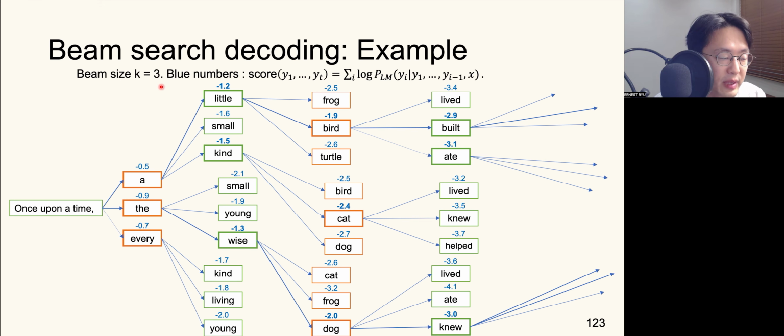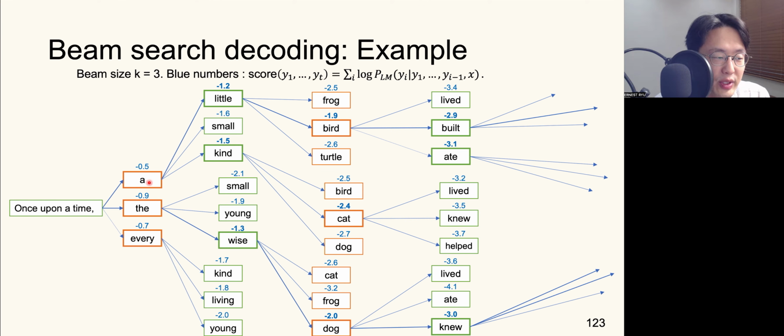Here we have a beam size of k equals 3, and the blue numbers refer to the score so far. The score so far is the sum of the log probabilities, which we want to make as large as possible, as less negative as possible, because all these probabilities are numbers strictly less than 1, so the log probability is always negative. So the sum is going to be negative, but we want the sum to be less negative. We start with the phrase "once upon a time". And for the next completion, imagine these are the top most likely words. There are certainly other possible choices, but these are the top three best choices.